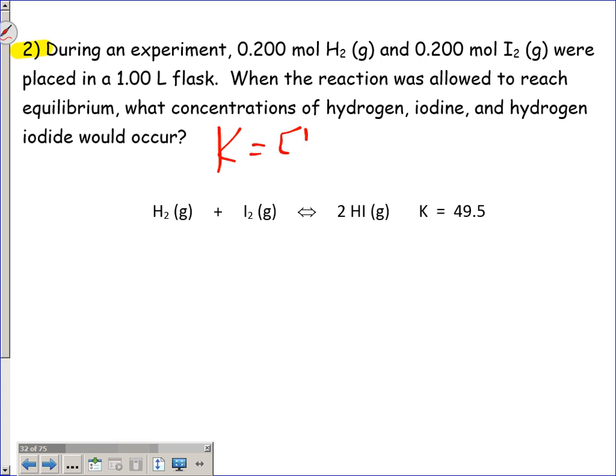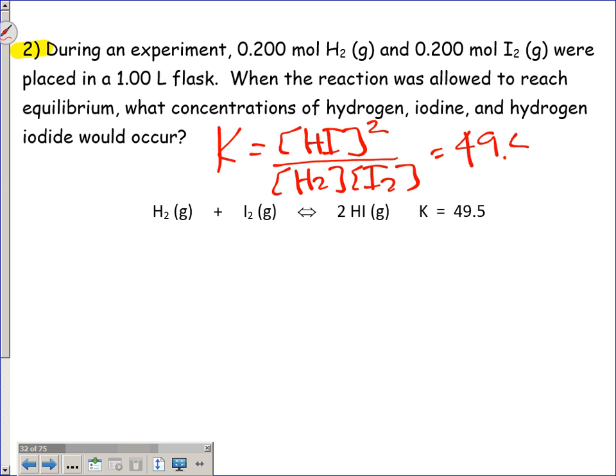So HI squared, we're doing products over reactants. So we just did a very similar example, or at least expression. All right, so that's our K expression when we have our K value is 49.5. All right, tell me how I go from here. Okay, I can find molarity. I can divide by 1 in my head. I can do that. What's next?